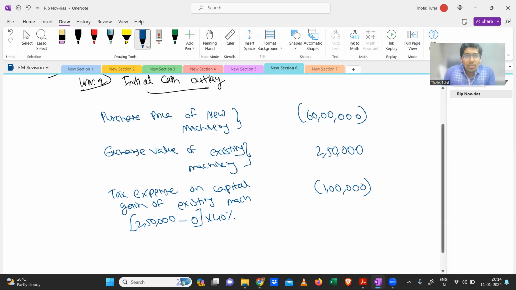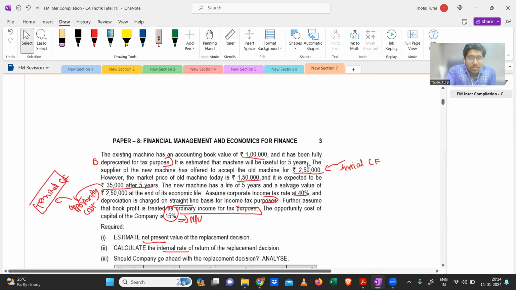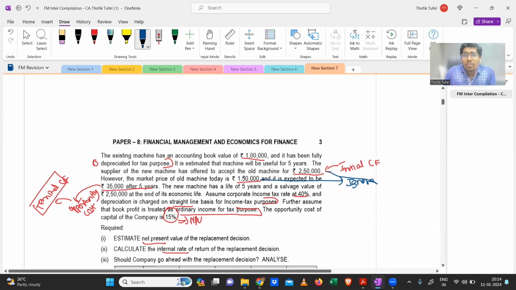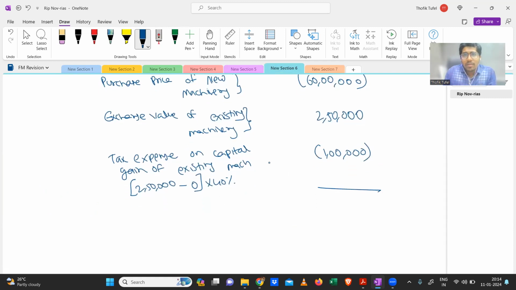Do we have any other initial cash flow? Nothing more is initial cash. This is what it is. This 1,50,000 I have to ignore because 2,50,000 is relevant for me. This 1,50,000 is irrelevant. Had this 1,50,000 been 5 lakh, then this 2,50,000 becomes my opportunity cost. Clear. So we are not having any other initial cash outlay.